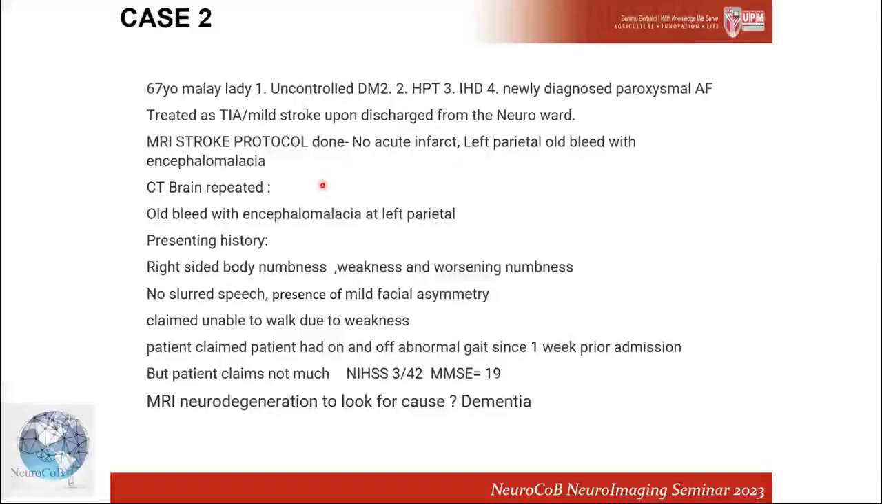They can see a left parietal old bleed with encephalomalacia. And the CT brain repeated shows an old bleed with encephalomalacia changes at the left parietal. Looking at the history again, there was right-sided body numbness, weakness, worsening numbness. So all symptoms are stroke symptoms. No slurred speech, presence of mild facial asymmetry, and claimed unable to walk due to weakness. The patient claimed on and off abnormal gait since 1 week prior to admission, but not so much on admission. The NIHSS score, which is a score for stroke patients, is quite low, and MMSE is 19. So the MRI indication was to look for neurodegeneration, query cause, query dementia.